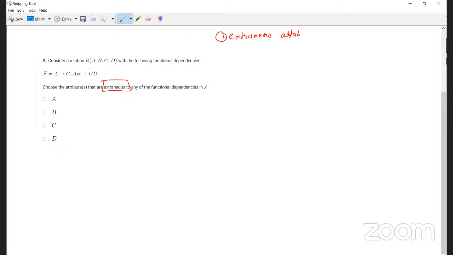So first I split CD. I wrote it as A determines C, AB determines C, and AB determines D. Then in the first two dependencies, since A determines C by itself, B is extraneous. So we can remove B, right? It won't affect the functional dependency even if we remove B. So B is extraneous. How? No. See.